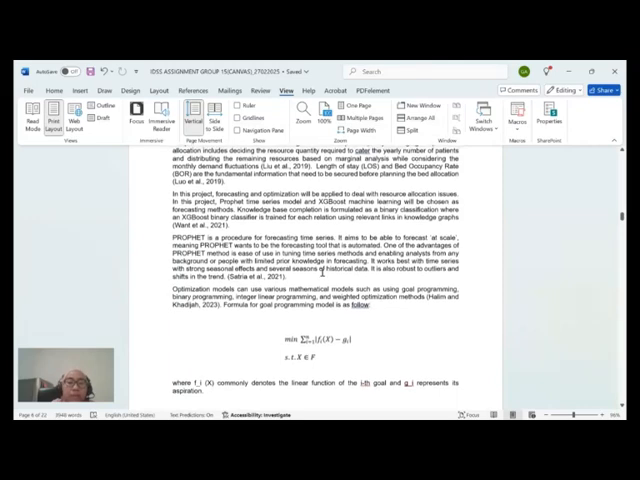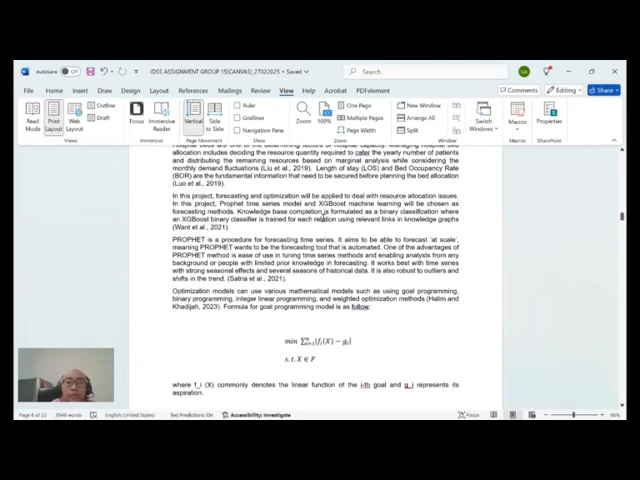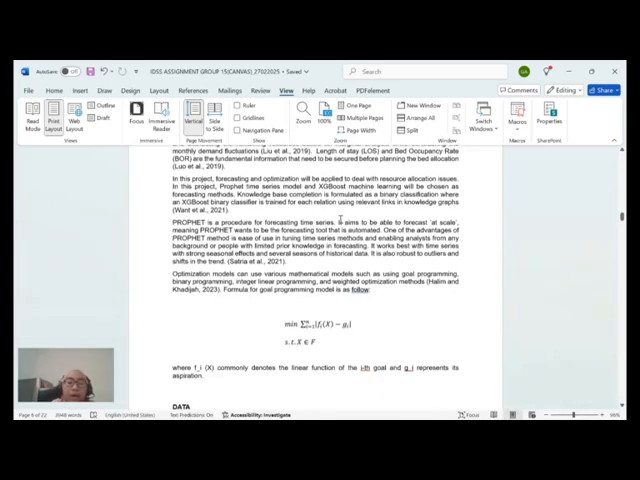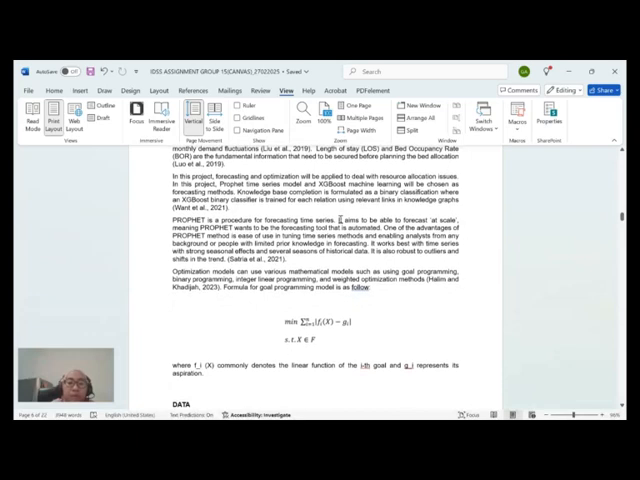And then the second part is XGBoost, which is part of the machine learning tools. And it's formulated as a binary classification, and is trained for each relation using relevant links in a knowledge graph. Last, we also have the optimization model. There are several methods that can be used to do optimization, such as goal programming, boundary programming, integer linear programming, and weighted optimization method.